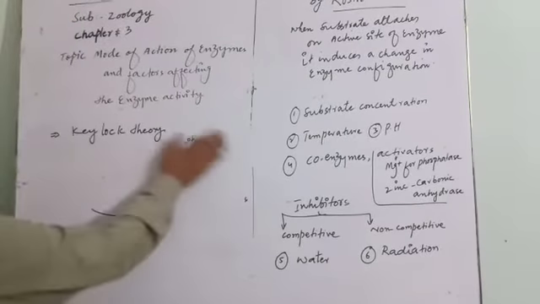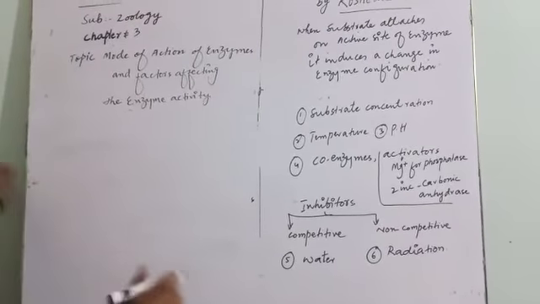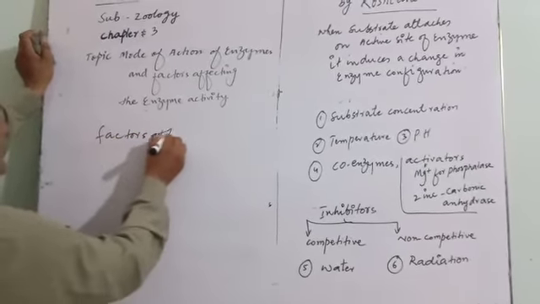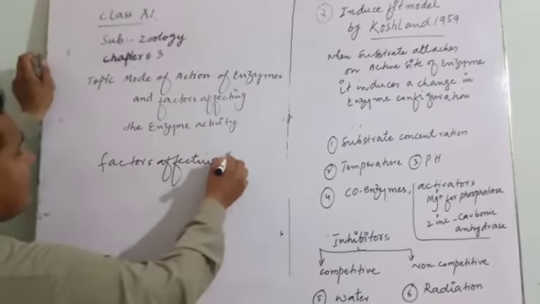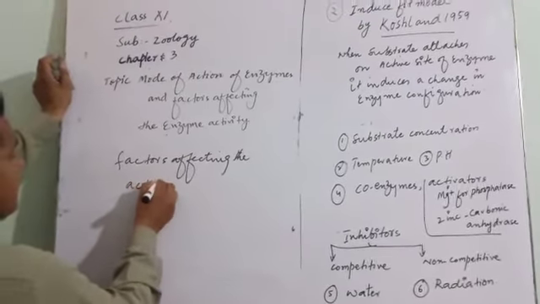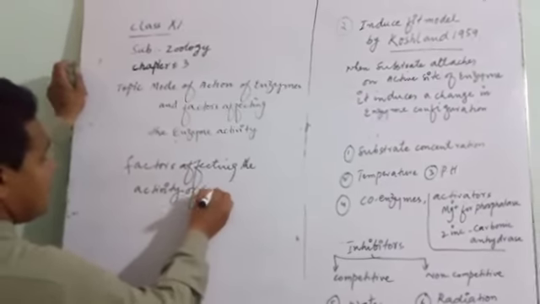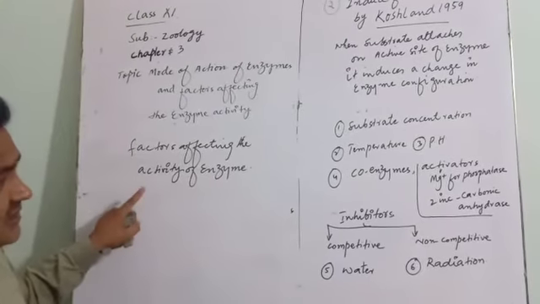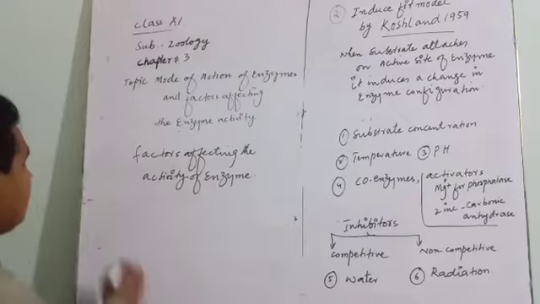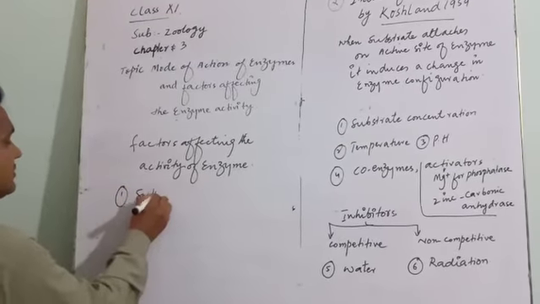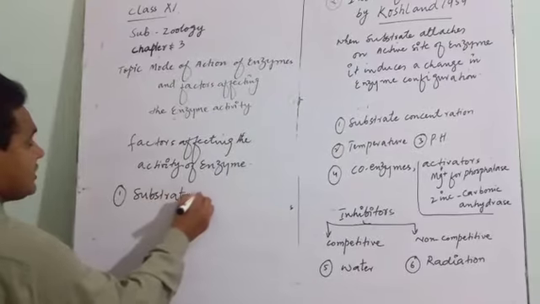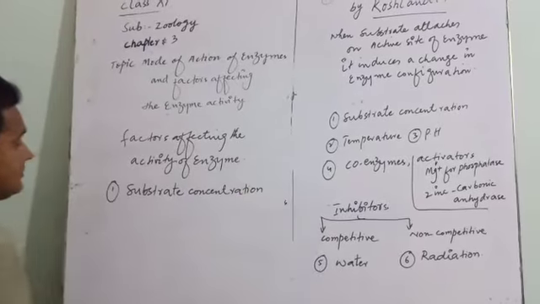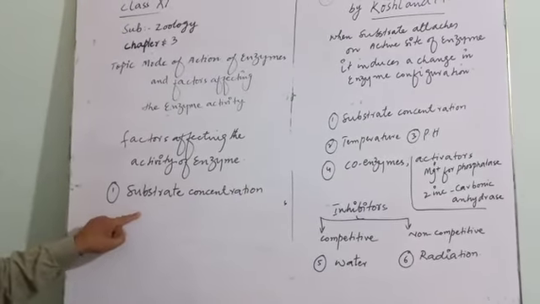Then we have the factors affecting the activity of enzyme. Which factors affect the activity of enzyme? First of all, we have substrate concentration, the concentration of substrate. Enzymes are specific to a specific substrate.